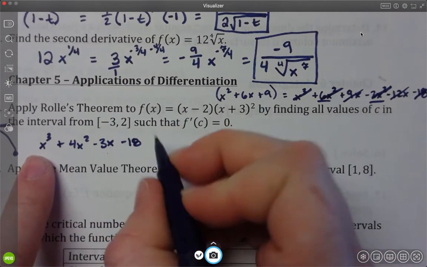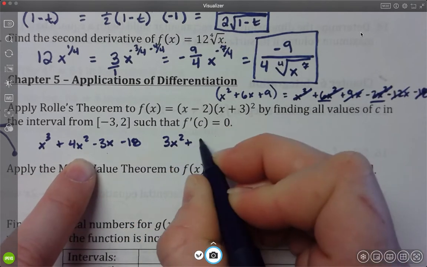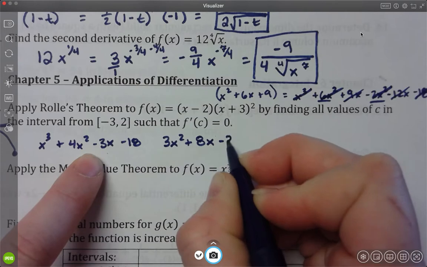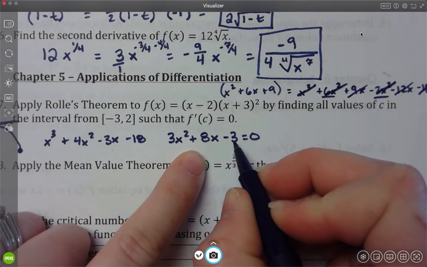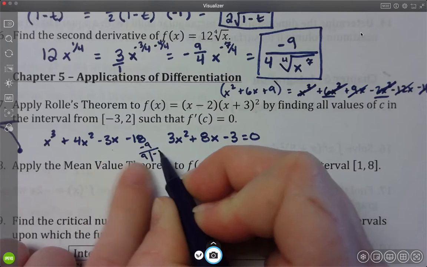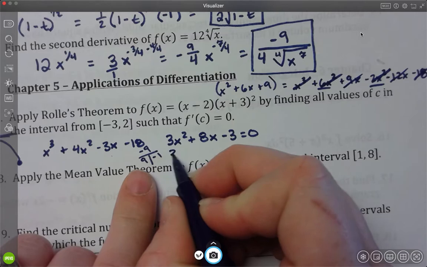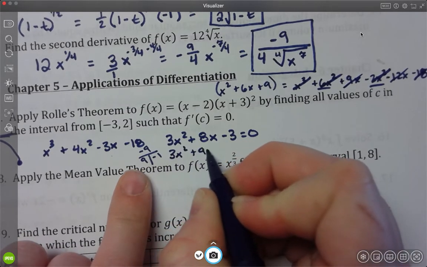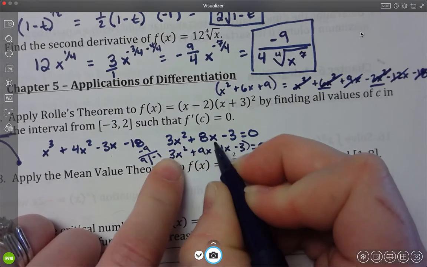So I'm going to start with this. This is 3x squared plus 8x minus 3 equals 0. This is a complex trinomial, so I have to take 3 times negative 3, which is negative 9, and that will give me 9 and negative 1 to multiply to get negative 9 and add to 8. So I'm going to write it as 4 pieces now: 3x squared plus 9x minus 1x minus 3 equals 0, and then I group.